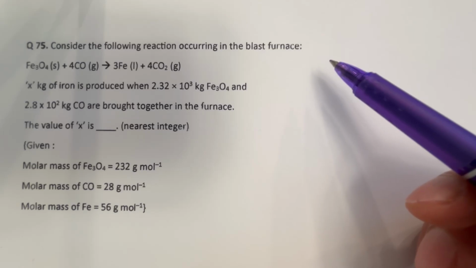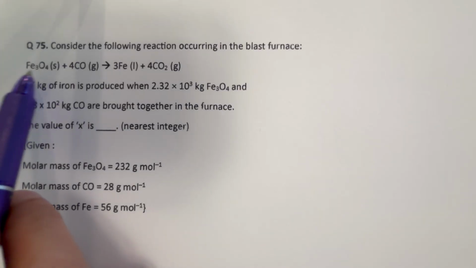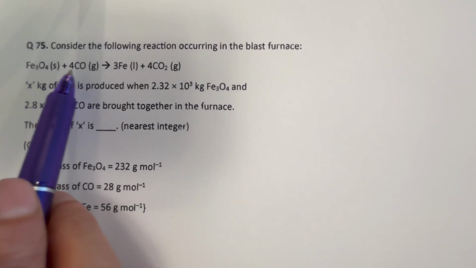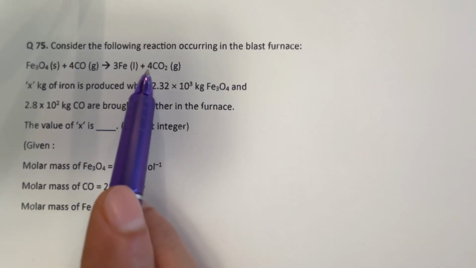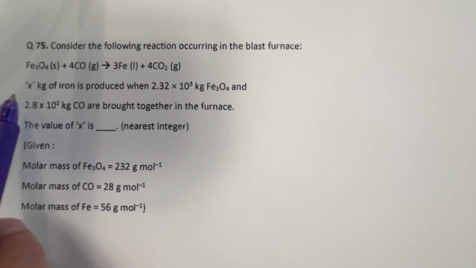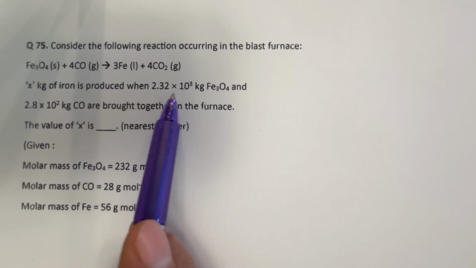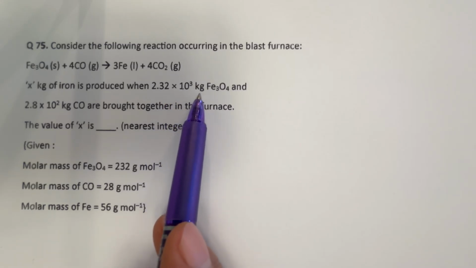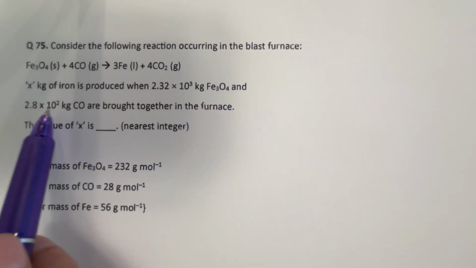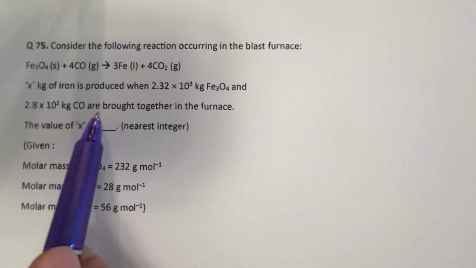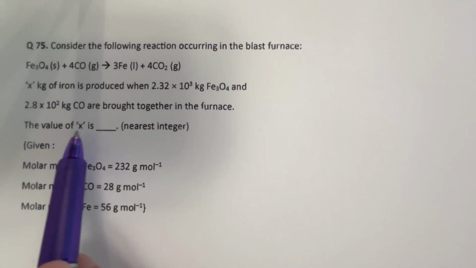Hello everyone, here is a question based on mole concept and limiting reagent. Magnetite is getting reduced by carbon monoxide and we are getting iron and carbon dioxide. X kilogram of iron is produced when 2.32 times 10 to the power 3 kilogram of magnetite and 2.8 times 10 to the power 2 kilogram of CO are brought together in the blast furnace. What is the value of X?